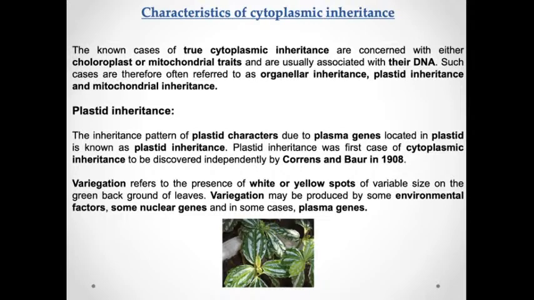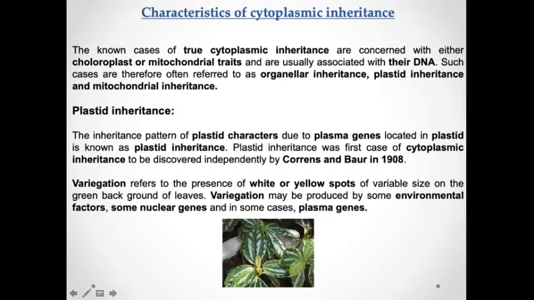So it's just like cytoplasmic inheritance, except that instead of in the cytoplasm, the genes are present in your plastid, and that is known as plastid inheritance. It was the first case of cytoplasmic inheritance, discovered by Correns and Bauer in 1908. What they discovered is variegation. Variegation is the presence of white and yellow spots of variable size on the green background of leaves.